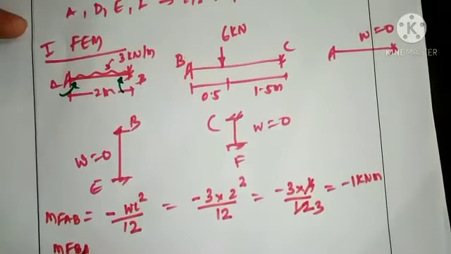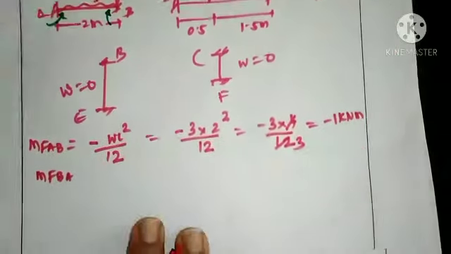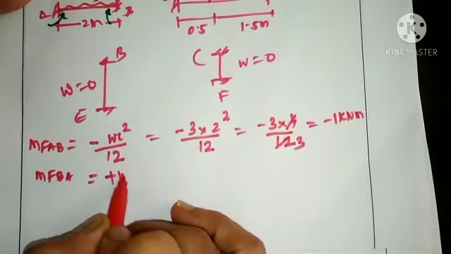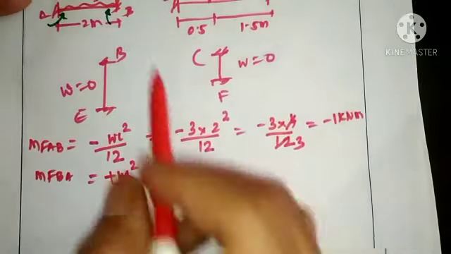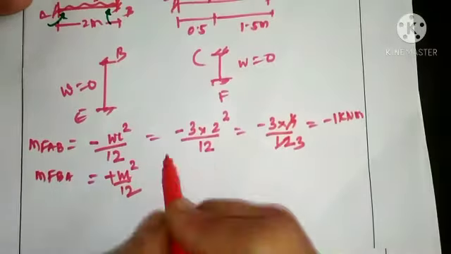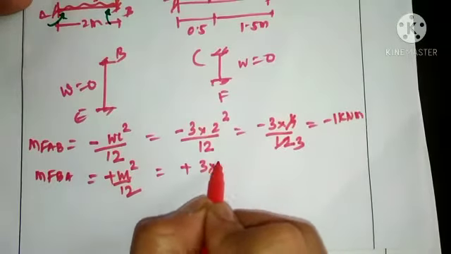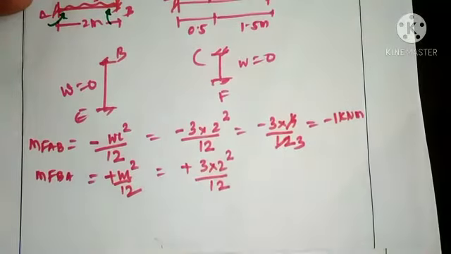Likewise, MFBA will be plus WL square divided by 12. The reason for plus is that it is in the clockwise direction, so plus 3 into 2 square divided by 12.